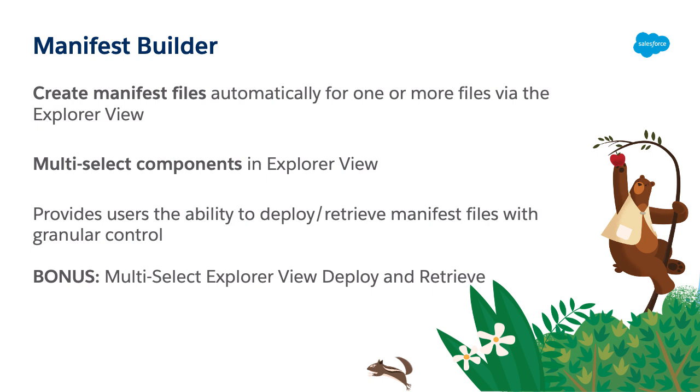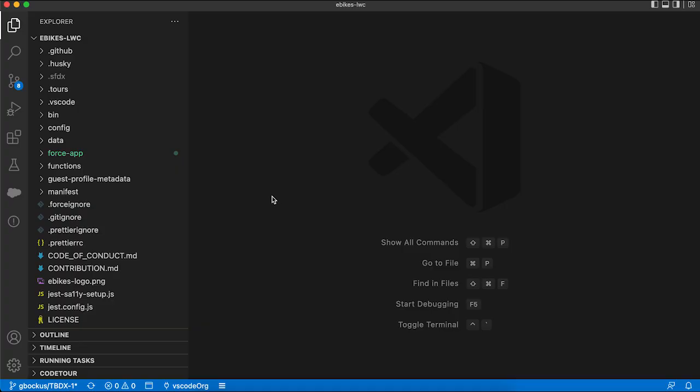Now you can generate a manifest file by just selecting the specific files you'd like to deploy from right there in the Explorer view. So let's begin the demo. We'll start off with our latest improvements in the LWC world.